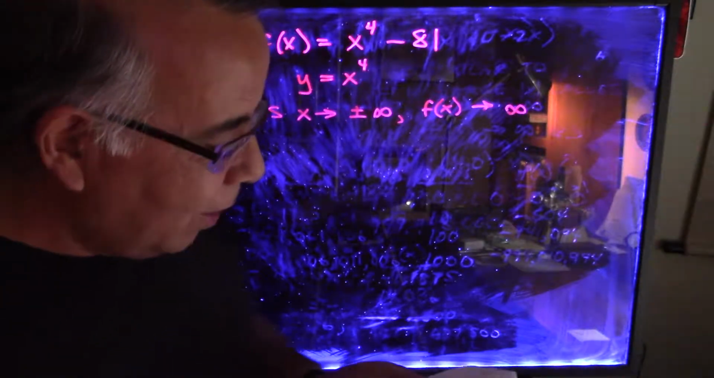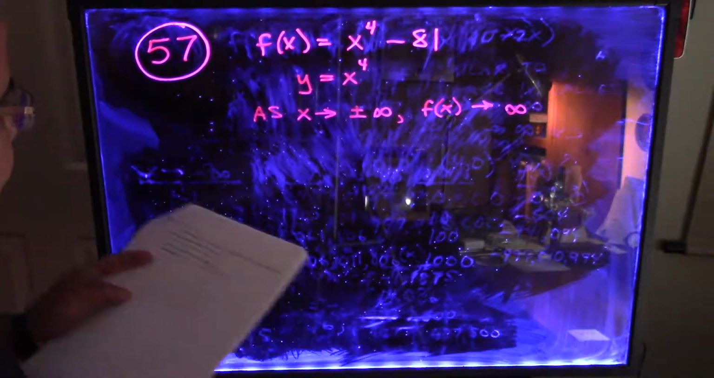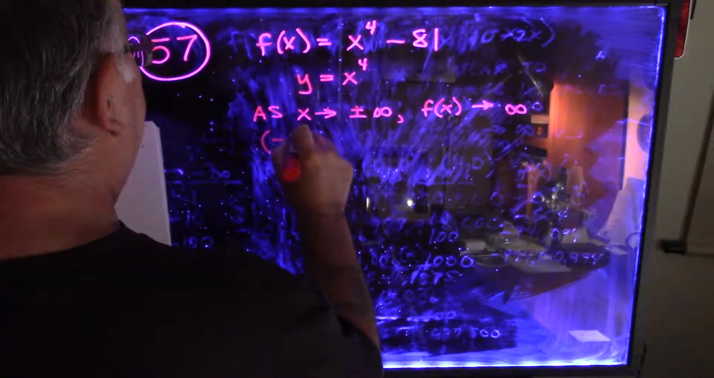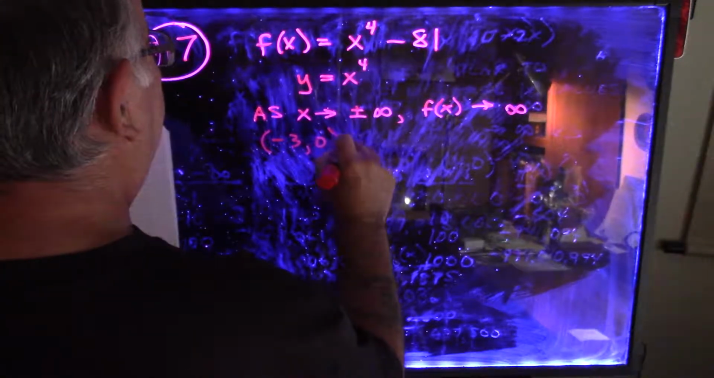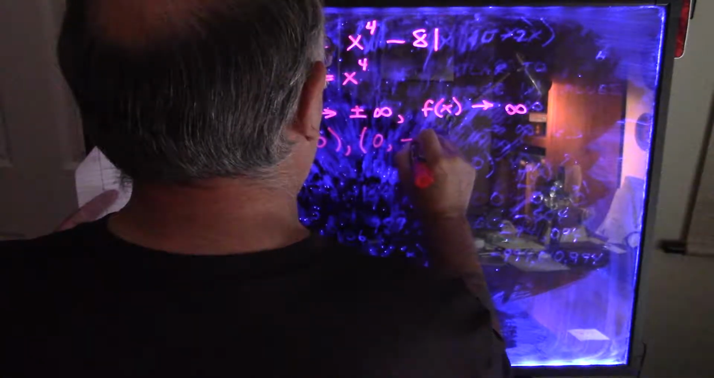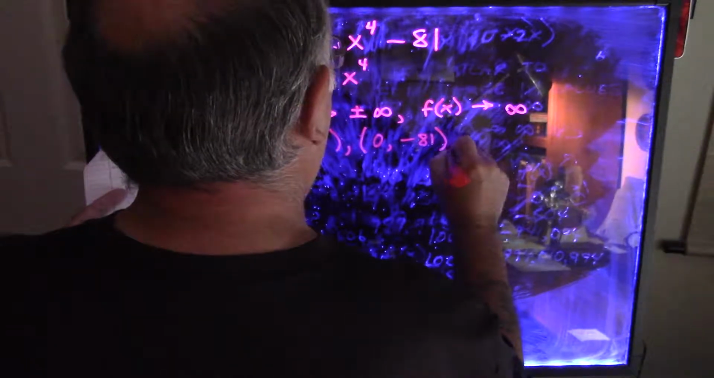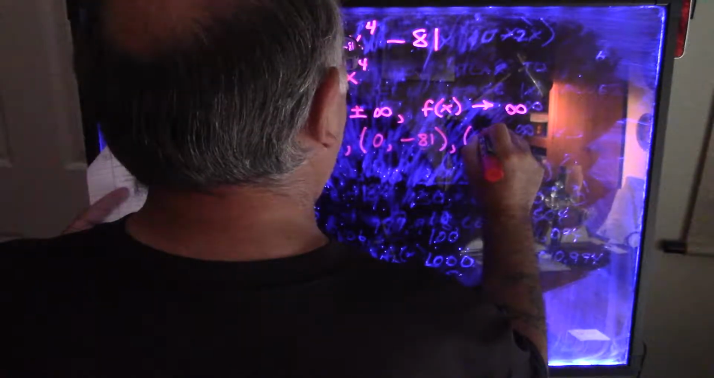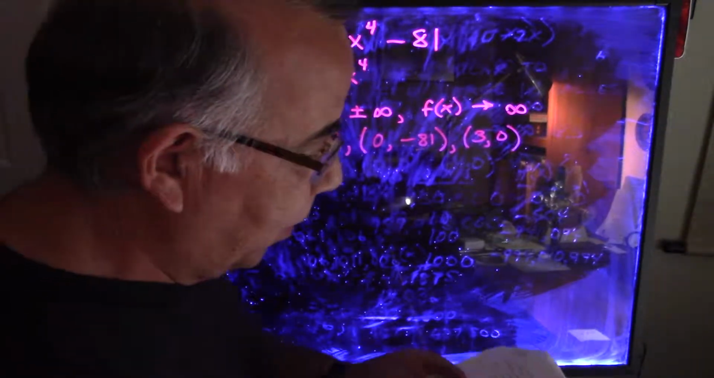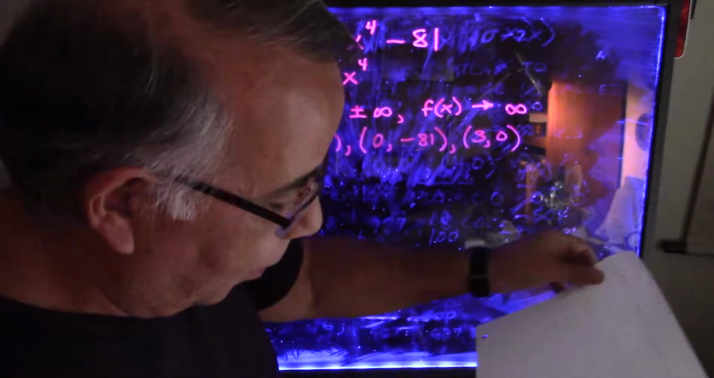All right. Okay, so the intercepts from the graph are -3, 0, 0, -81, and 3, 0. So here is a look at the graph.